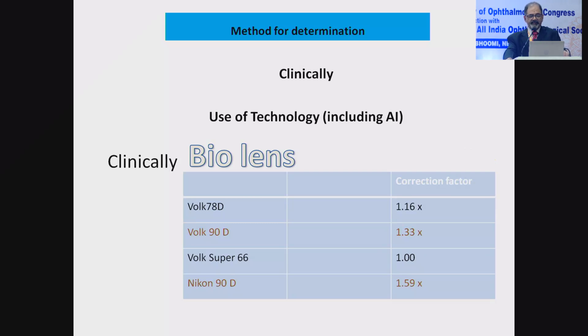Would you believe it if I told you that 90D lenses from two companies have different correction factors? So when you are checking the size of the disc, at least in the first go, and then you can check the size of the cup on every occasion if you are looking for progression, you need to make sure that you're using either the same lens or you're putting in the correction factor as well.